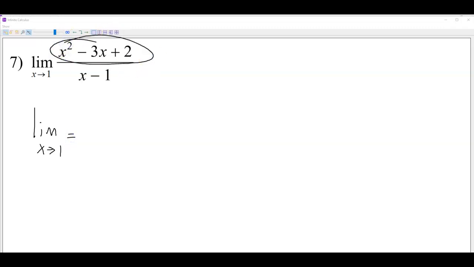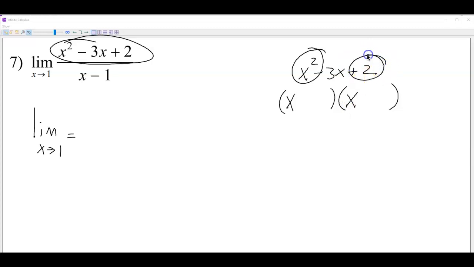Factor this guy here. I'm not too sure how you guys choose to factor here, but let's review it a little bit. So we ask ourselves, what 2 things multiply together to make x squared? Well, that would be x times x. And what 2 things multiply together to make 2? Well, that would be 2 and 1.